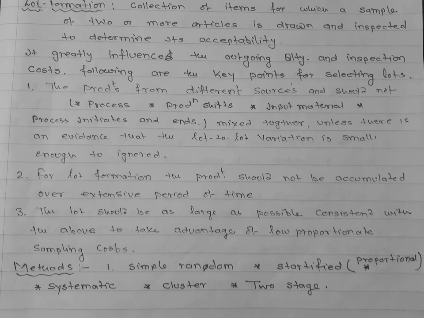Draw a sample item from all parts of such sublots of the inspection lot. Draw sample items blind without any bias. Now we come to the next, the systematic.